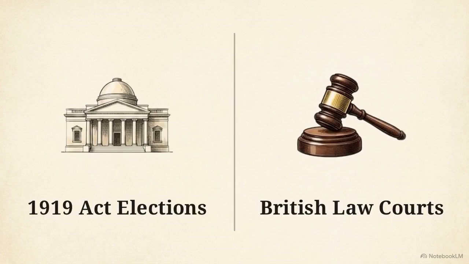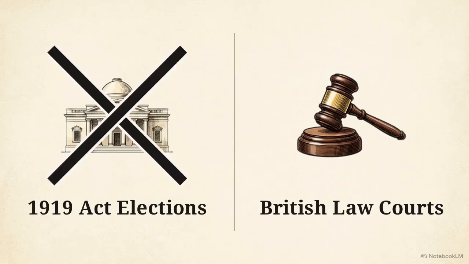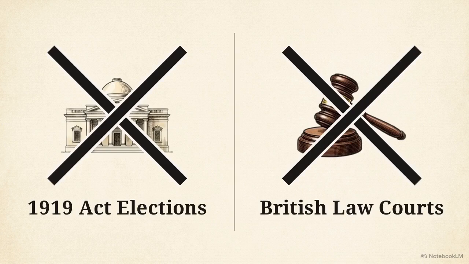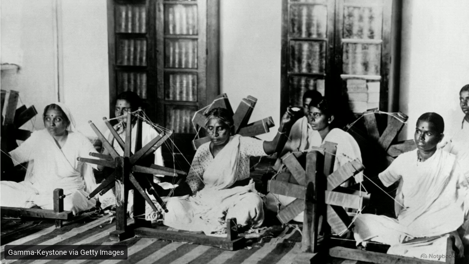The boycott then targeted the political and legal systems. Citizens refused to participate in the Legislative Council elections mandated by the 1919 Act and stopped taking their disputes to British-run law courts. To replace the boycotted British goods, the movement promoted Swadeshi, economic self-reliance. Hand-spinning the charkha to produce khadi cloth became a daily political act, building a decentralized, alternative domestic economy.